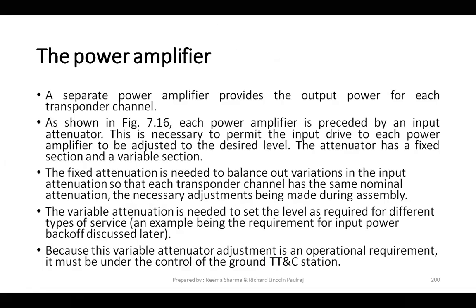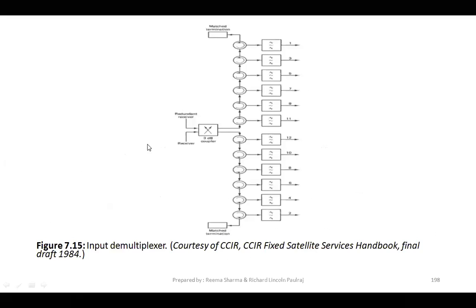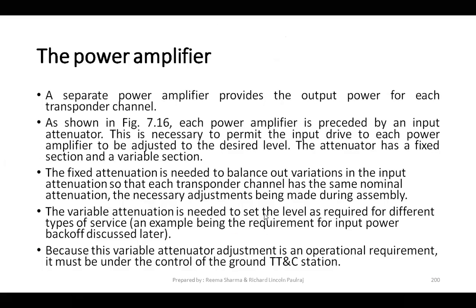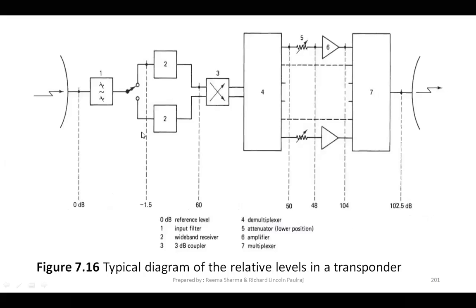Okay, so next, talking about the power amplifier. A separate power amplifier provides output power for each transponder channel. So you can see that here for each channel we have a separate filter, a band pass filter, and then it passes. For each transponder channel, as shown in the figure, each power amplifier is preceded by an input attenuator.